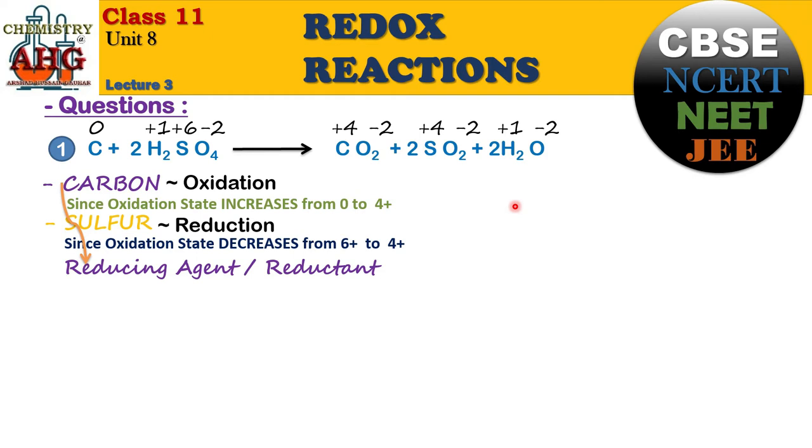Reducing agents are also known as reductant. Two examples you can remember as general examples of reducing agents, common reducing agents we use in chemistry, are potassium iodide and sulfur dioxide. These are two common reducing agents or reductants we use in chemistry. Next, as I have already told you, sulfur is the oxidizing agent. Oxidizing agents are also known as oxidant.